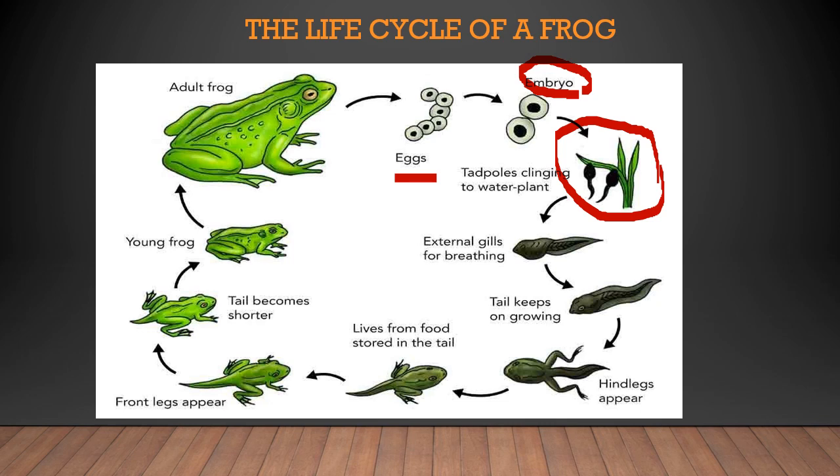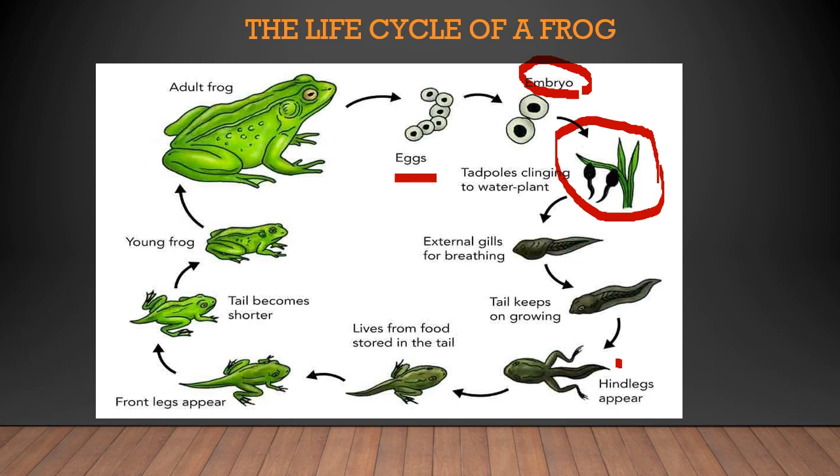Now what happens? They have external gills for breathing. They have gills, they don't have lungs like an adult frog. Then the tail grows on. Here, when this tadpole grows, the tail grows, then the hind legs appear.